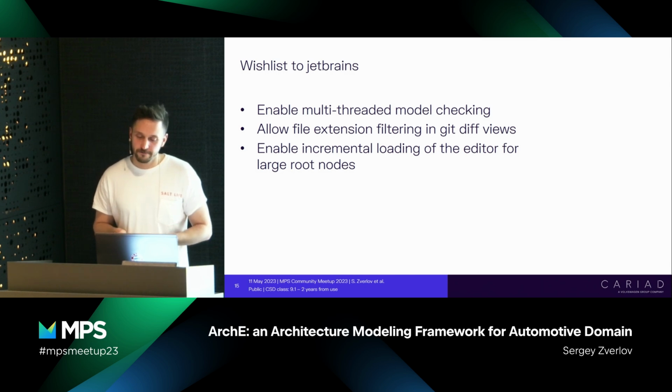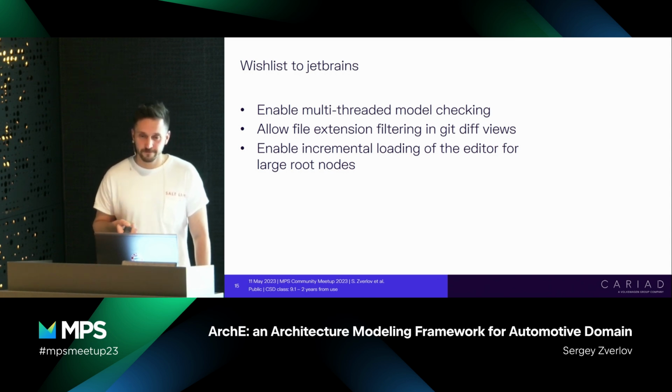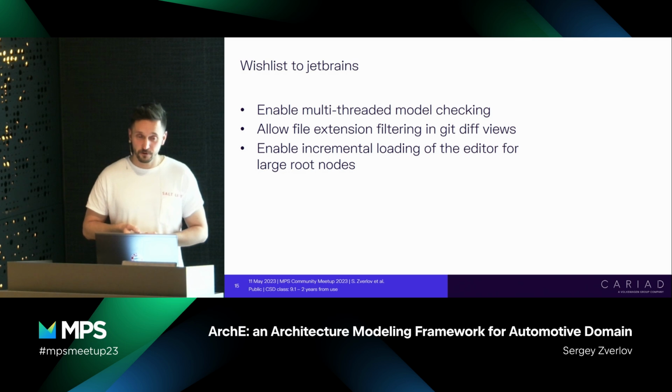Since all of us have multi-core machines and they're quite powerful, why not make use of it and parallelize the model checker? I think that would help us. Another thing, and I think that is super easy to fix: when you diff in MPS, you cannot filter for file extensions. If you're new to MPS and you don't know what all those extensions are, it's quite confusing. So some custom filters for that would potentially help users who are new to Git.